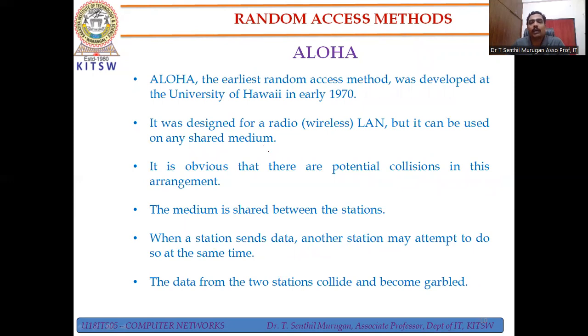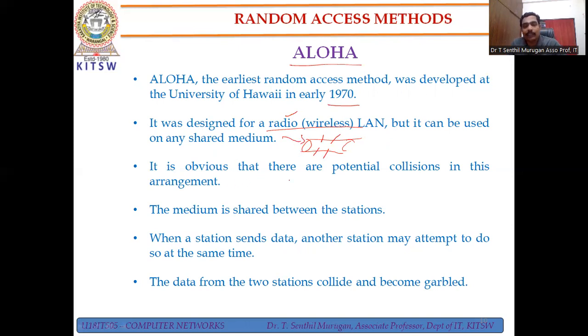The first protocol is Aloha. Aloha is the first random access protocol, and it's the simplest. The earliest random access method was developed at the University of Hawaii in the early 1970s. It was designed for a radio LAN, but it can be used on any shared medium. If somebody is sharing a medium, they can apply this protocol.